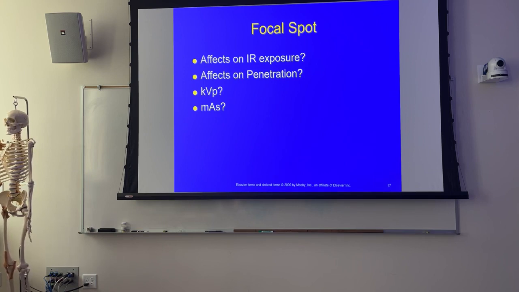dose rate, for exposure. So you make two different exposures, one on small focal spot and one on large focal spot. They come out a little bit different. It should not do that, okay? I'm not saying it's always going to be calibrated perfectly, but it should not do that. So effects on penetration, none. That's all kVp and mAs.